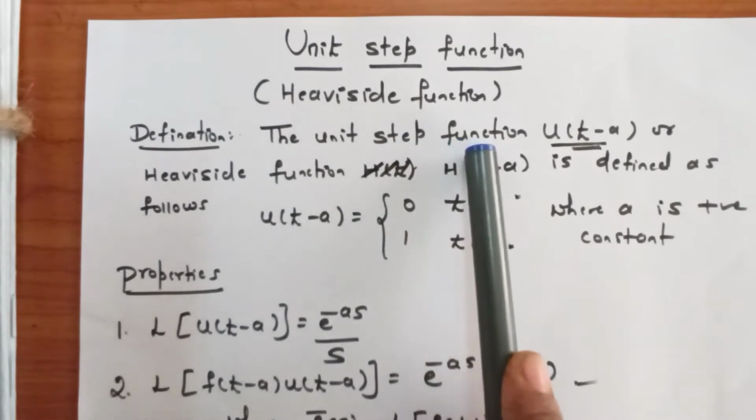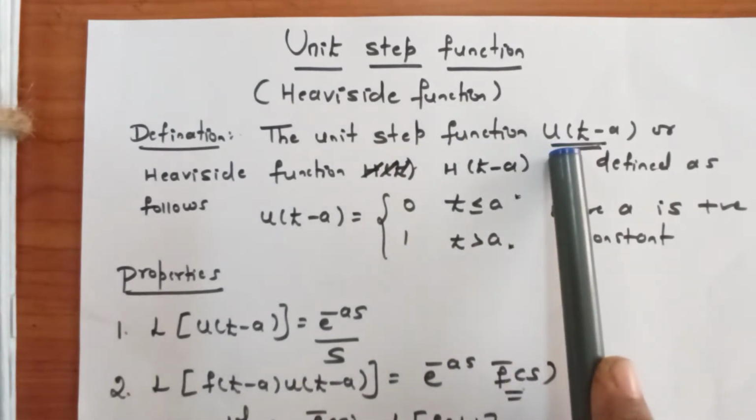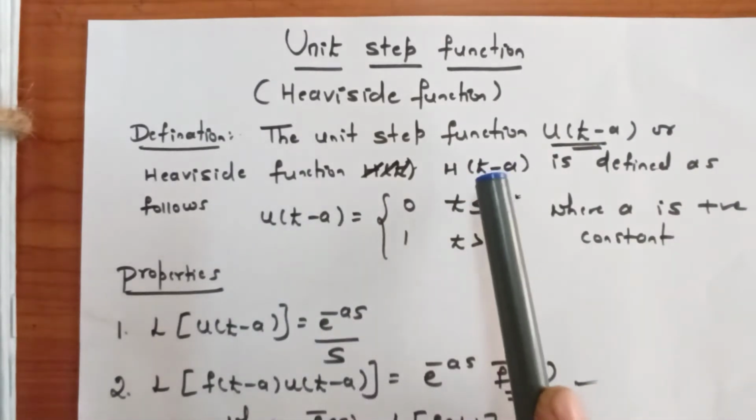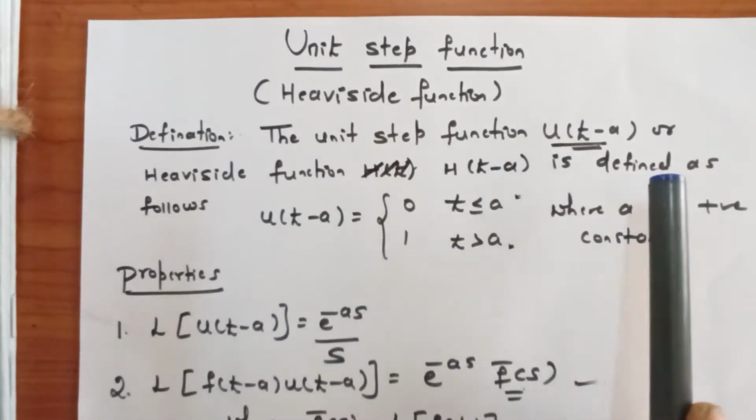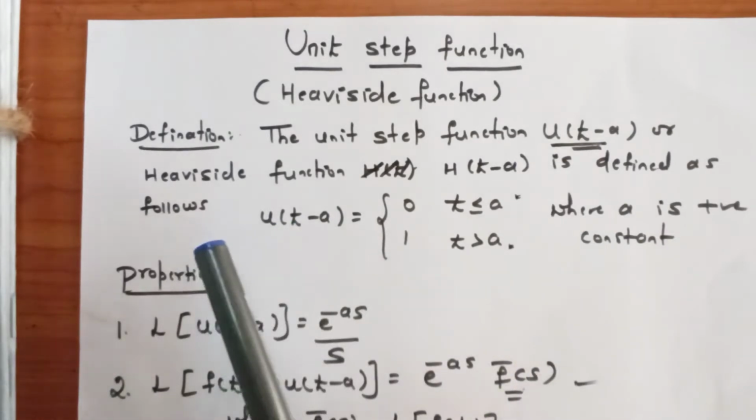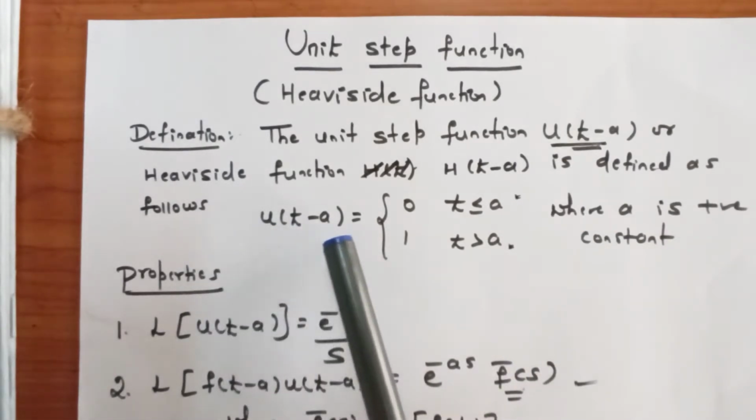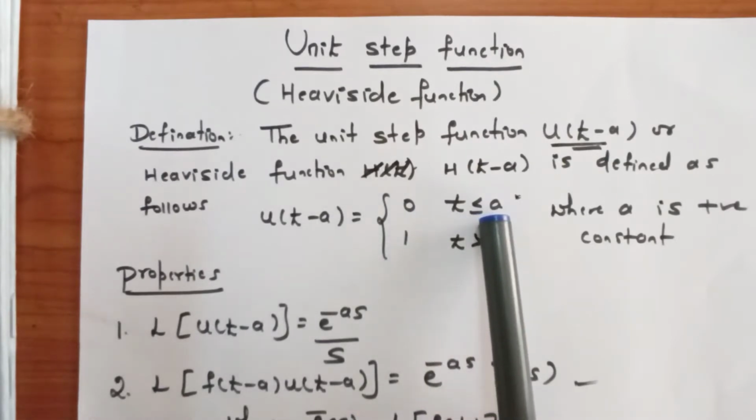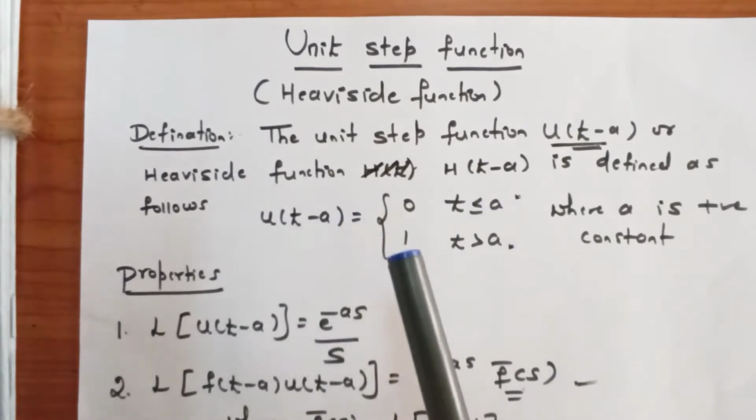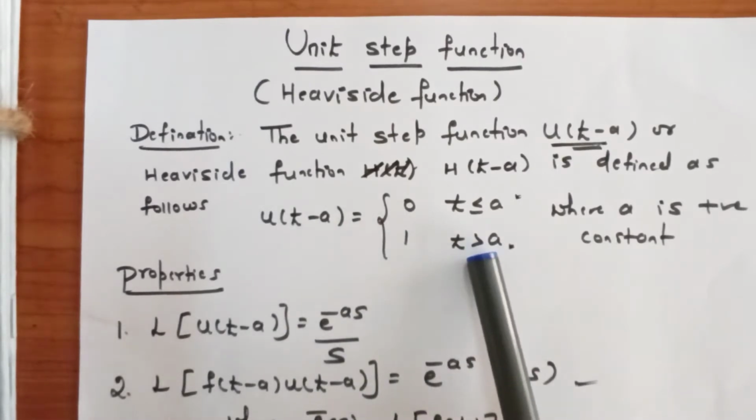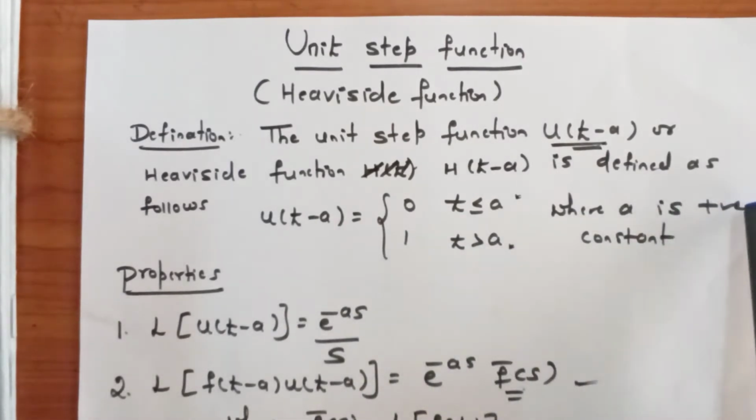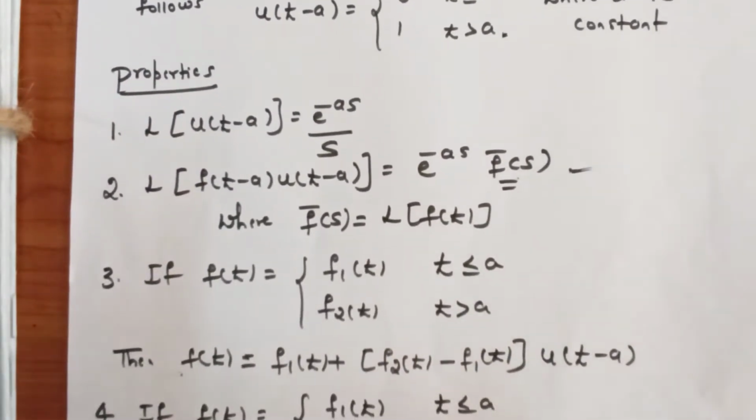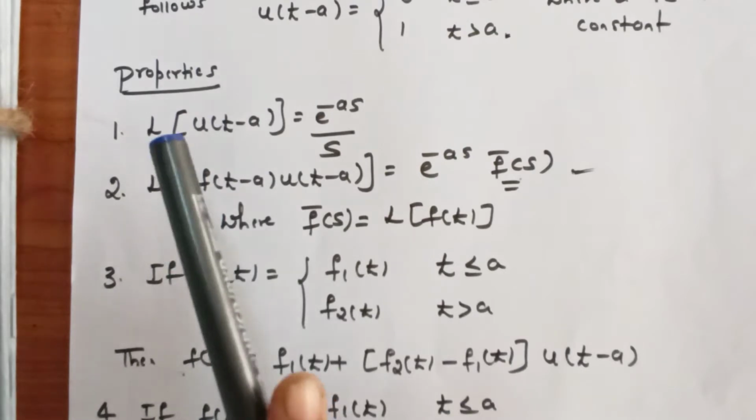The unit step function is denoted by u(t - a), or the Heaviside function h(t - a), and it is defined as follows. u(t - a) is equal to 0 if t is less than or equal to a, and u(t - a) is equal to 1 if t is greater than a, where a is a positive constant. We have a few properties associated with the unit step function.